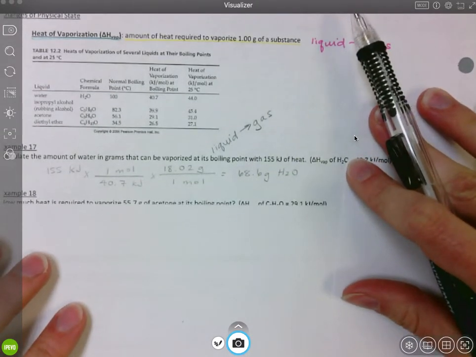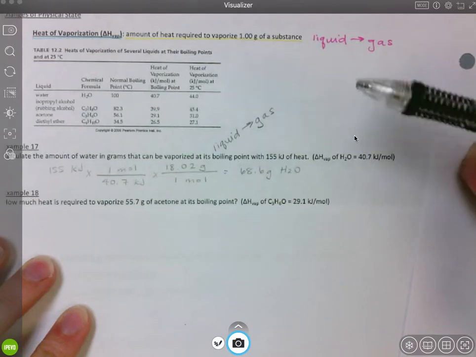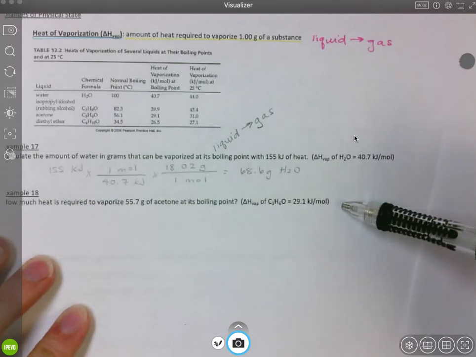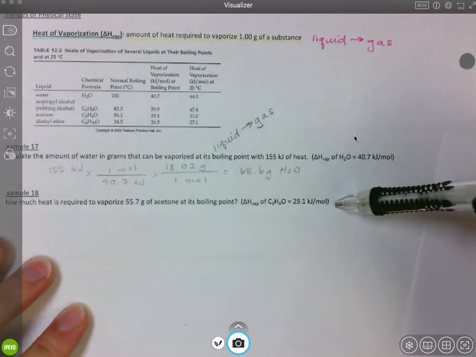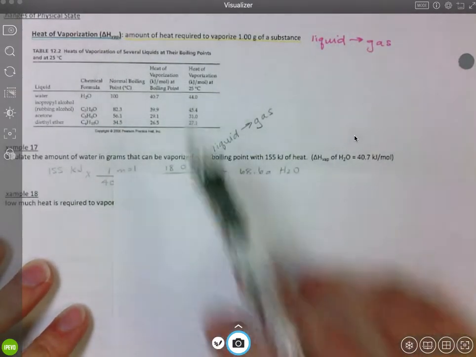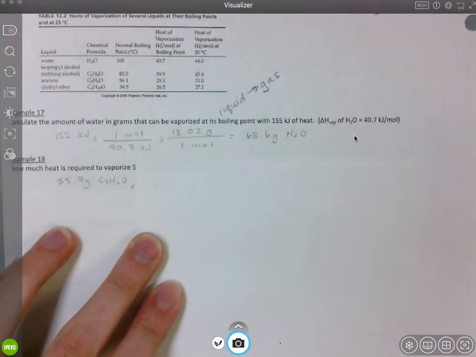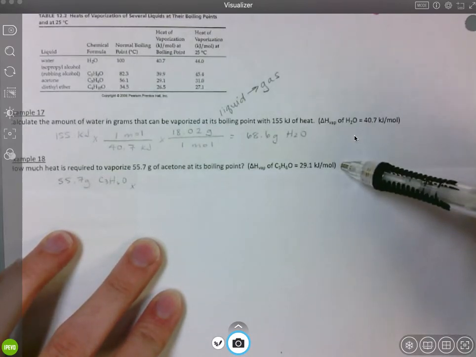Alrighty, let's look at example number 18. It says, how much heat is required to vaporize 55.7 grams of acetone at its boiling point? Again, boiling point, we're going from a liquid to a gas. And we're given our heat of vaporization of acetone. That's 29.1 kilojoules per mole. Again, we're going to start with our single unit, and we're going to convert from there. So here we're starting with 55.7 grams of acetone. We're in grams now, so we need to convert to moles before we can even use our heat of vaporization.